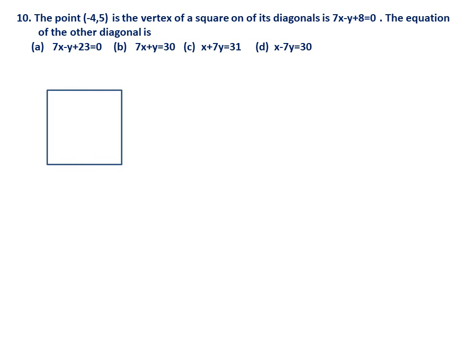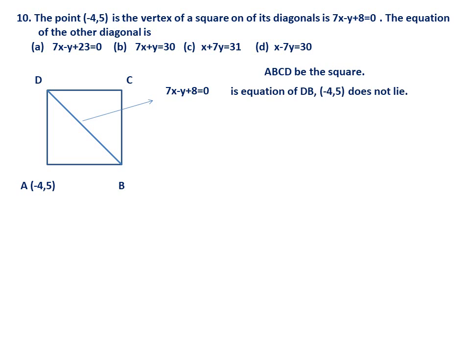Now let us work it out. So A is minus 4, 5; B we don't know, C also we don't know. Now we have to work like this. See, ABCD is a square, no doubt. Now DB is the diagonal, and clearly you can see this is 7x minus y plus 8 equal to 0, because the point minus 4, 5 does not satisfy this equation. So you can check. Therefore the given diagonal is DB. What is asked is the other diagonal, passing through minus 4, 5. That means the given diagonal is this. What is the other diagonal? That means we have to find AC.